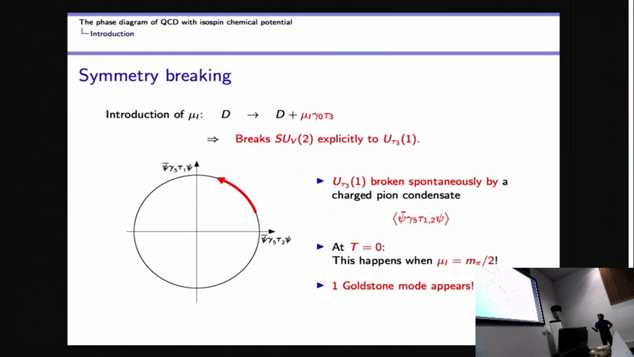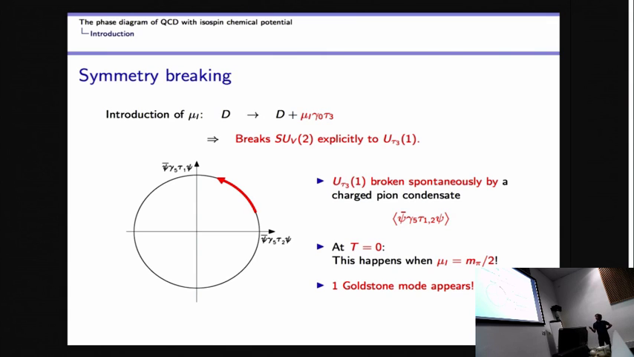Okay, so how can we include the finite isospin chemical potential in our theory? We are just adding this term here to the Dirac operator, which is proportional to the third Pauli matrix, which has a 1 and a minus 1 on the diagonal. And when we introduce this term, then this breaks the vector SU(2) symmetry explicitly down to this residual U(1) tau 3 symmetry here. When we then crank up the isospin chemical potential, then this residual symmetry will be broken spontaneously by the presence of a charged pion condensate at some point, and you can basically view this U(1) tau 3 symmetry as creating rotation in this plane of charged pion operators.